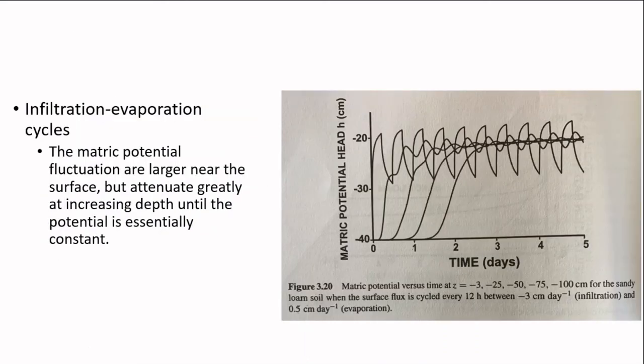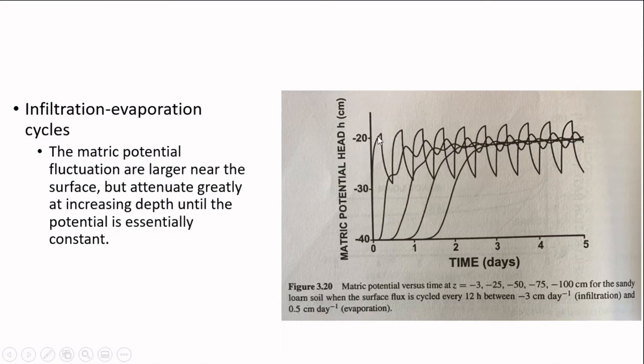Okay, so this figure, figure 3.20, shows matric potential versus time at different depths: -3 centimeter below the soil surface, -25 centimeter, -50 centimeter, -75 centimeter, and -100 centimeter below the soil surface for sandy loam soil, when the surface flux is cycled every 12 hours between 3 centimeter per day of infiltration and 0.5 centimeter per day of evaporation.